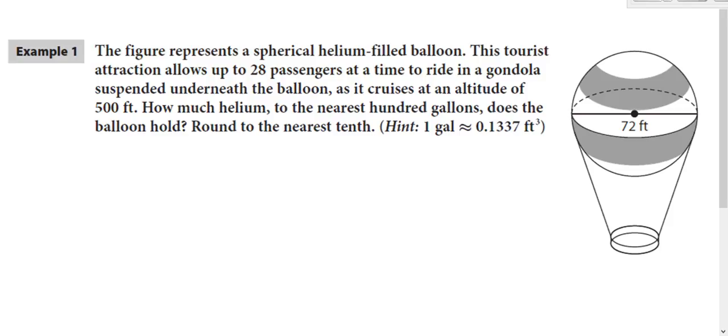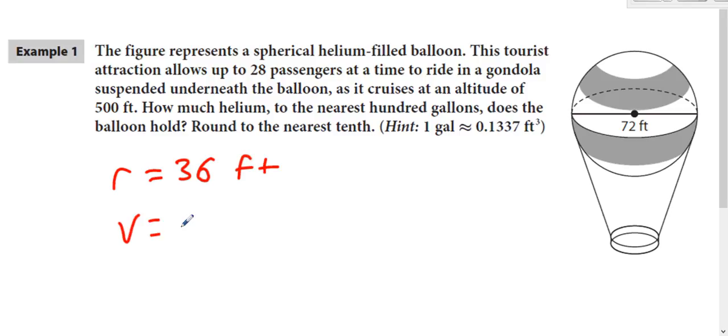So here we've got a helium-filled balloon. How much helium does the balloon hold? We can see it's got a diameter of 72, which means it's got a radius of 36. Radius is the only thing that you need to know to figure out the volume of a sphere. That's all it has is a radius.